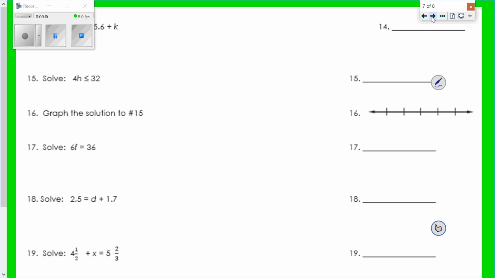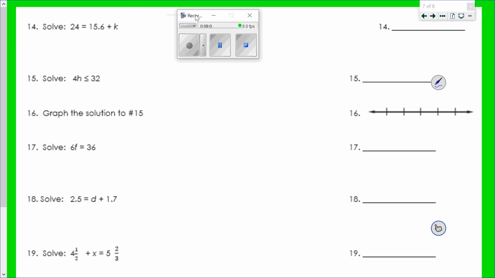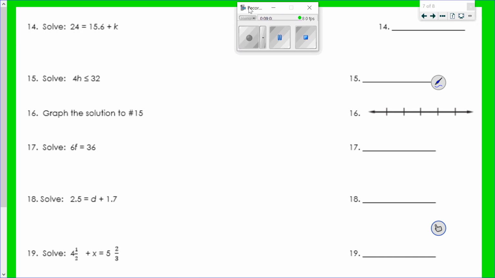Okay, our next one. They've given us an equation. Here's my variable. Draw my line. The opposite of adding 15 6/10 is subtracting 15 6/10.